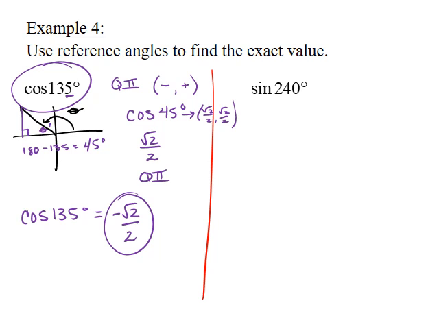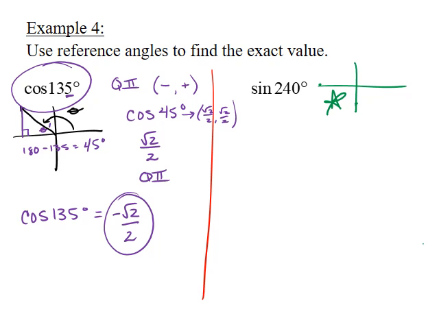Let's look at another one. This one I'm going to try without even drawing a picture. Looking at this, 240 degrees is more than 180, which is here, and less than 270. So I know this is in quadrant 3.